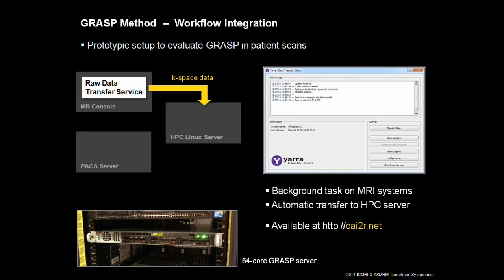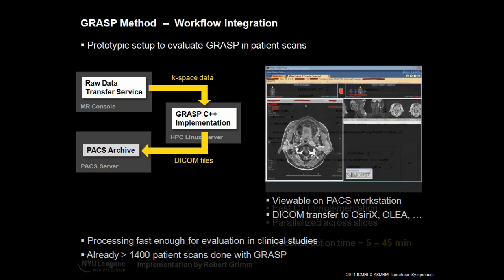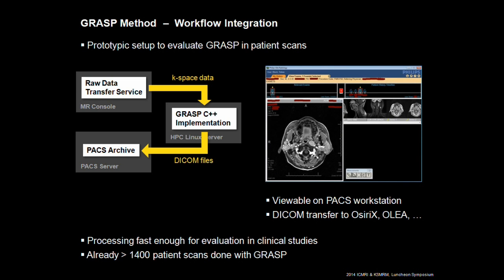Then on this 64-core CPU server, we have a performance-optimized implementation of this GRASP algorithm. This implementation has been written in C++, and it has been parallelized across slices. This means we can reconstruct up to 64 slices in parallel. With this parallelized reconstruction, the reconstruction time is now only between 5 to 45 minutes per case. And this software will create DICOM files. So finally, we can send these DICOM files into our PACS archive so that our radiologists can look at the images together with other scans for the patient at our normal PACS workstations.